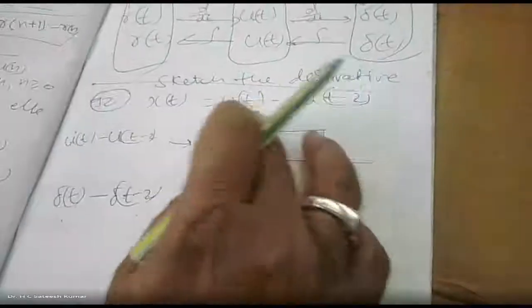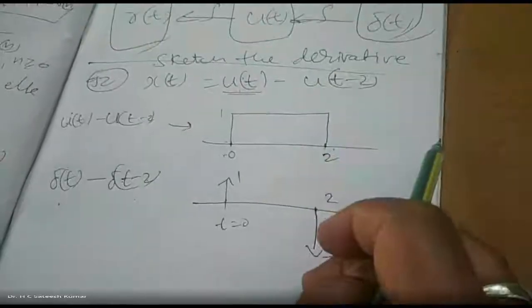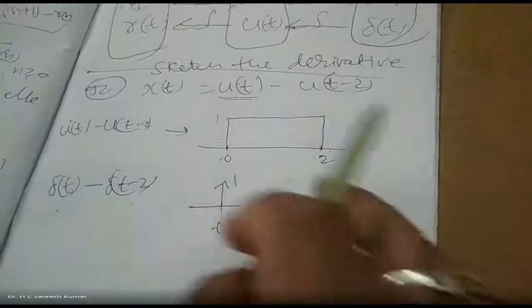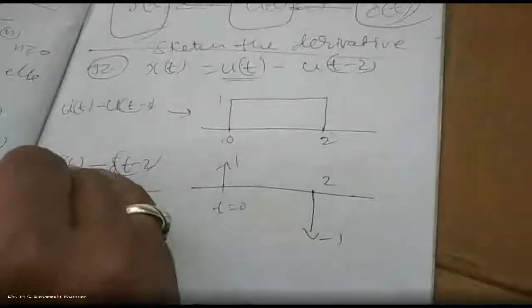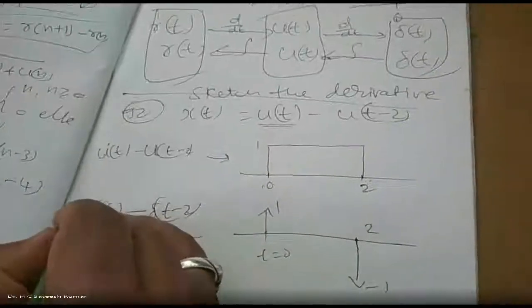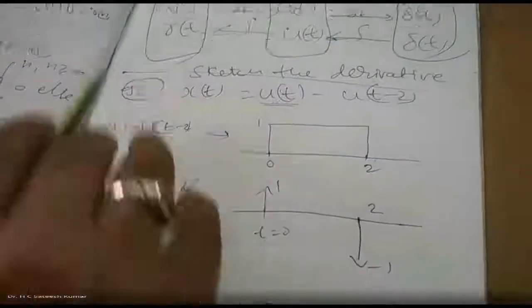Differential of a constant is 0, you will get 0. See that? This is constant. So 0, up by 1 unit at 0, and at 2 fall by 1 unit. Therefore it is falling by 1 unit, minus 1, and at 0 up by 1 unit. That is your derivative of the signal, dx of t divided by dt, we can call it. Anyhow, I'll continue in the next class. Okay, thank you.